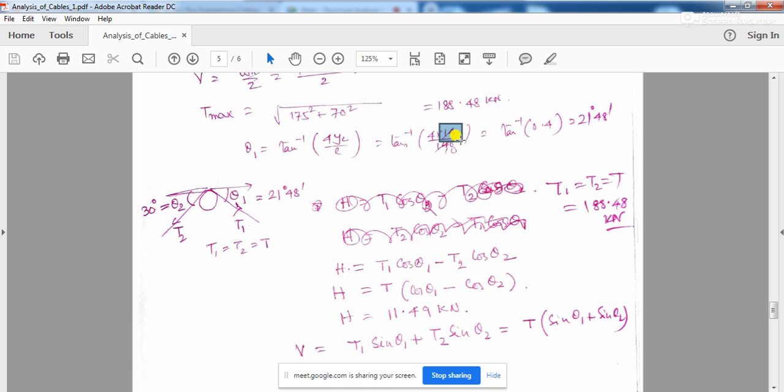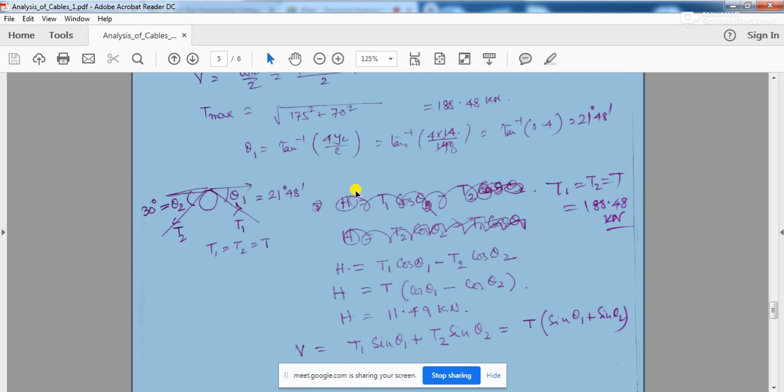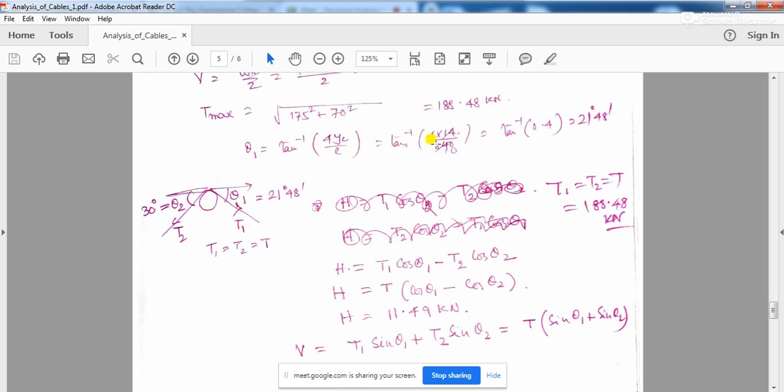Yc is equal to 14, that is the depth of the cable, and L is nothing but the length of the cable. So if you simplify it, if you solve it, you are going to get theta 1 value as 21 degree 48 minutes. Okay, so just simplification. I am not getting into the calculation today because I think the mood is not there to calculate. So let's just see the steps of the problem today.